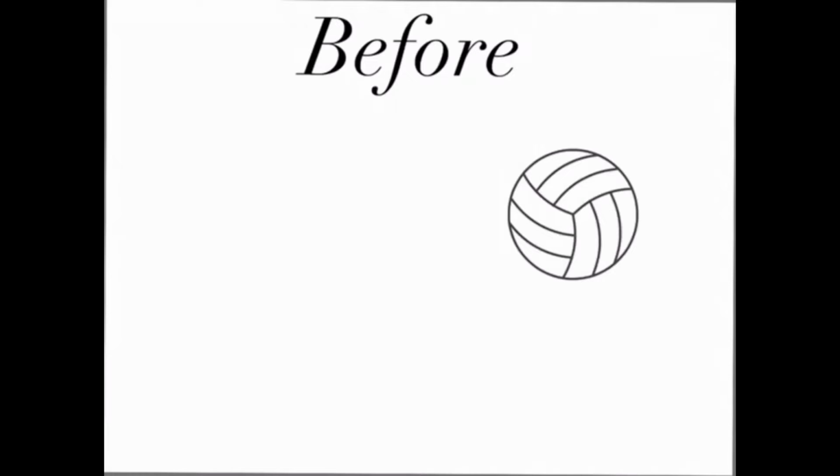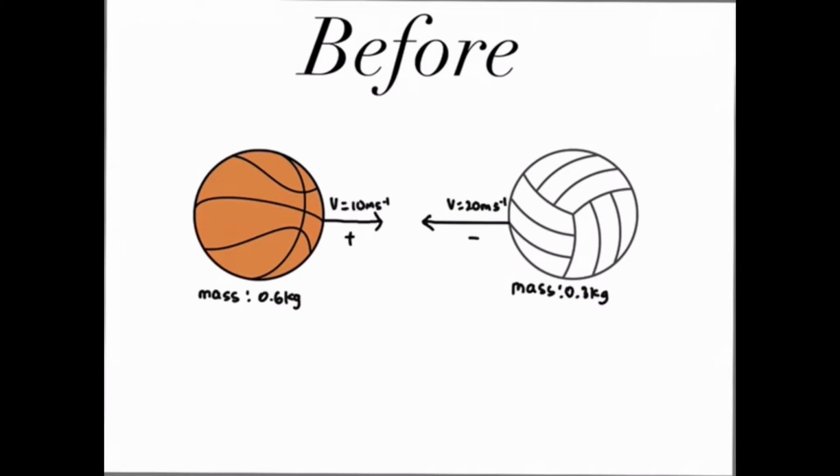Okay, so now we're gonna talk about the before. So what had happened? There's the volleyball and there's the basketball. The basketball has a mass of 0.6 and a velocity of 10, while the volleyball has a mass of 0.3 and a velocity of 20. The volleyball is going to the left, while the basketball is going to the right. And going to the left is negative, while going to the right is positive, or you can do vice versa.